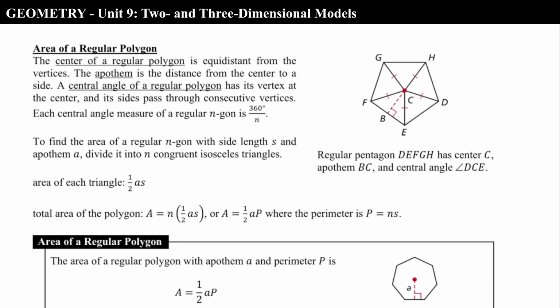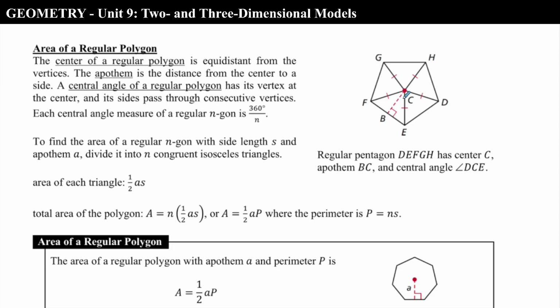Now let's talk about finding the area of a regular polygon. The center of a regular polygon is equidistant from the vertices. The apothem is the distance from the center to a side. Okay, so here the apothem is CB.